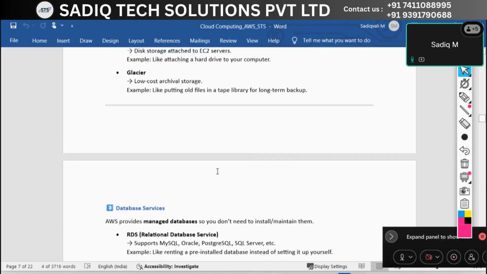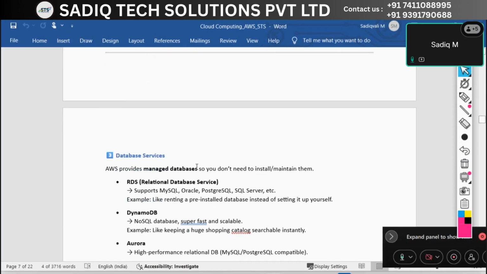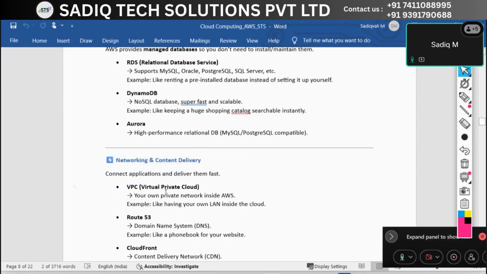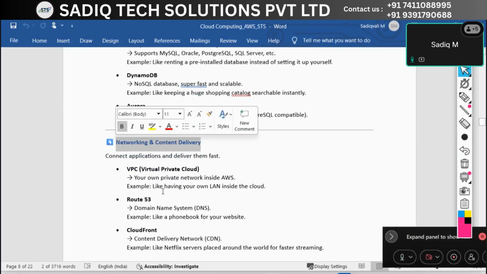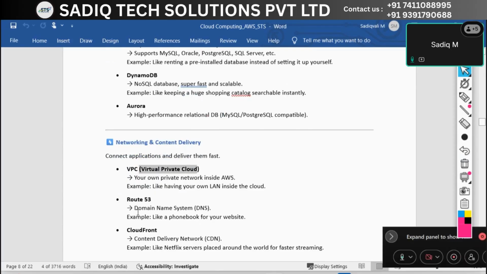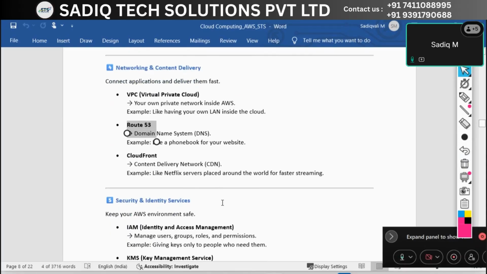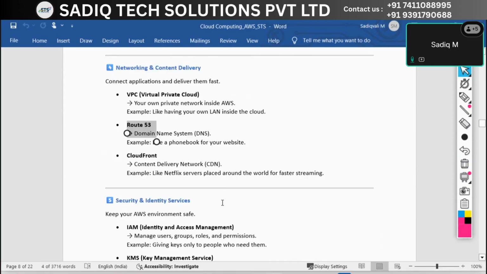And what else do we have? Database service. Suppose you don't want to have an on-premises database service. You don't want to install it on a server. You want to have it on cloud. Then you can opt for a database cloud service in which you can have MySQL, Oracle, PostgreSQL, SQL Server. All these services are available. DynamoDB, network or content delivery service, Virtual Private Cloud, Route 53, CloudFront, all these are different services. Believe me, 200 plus services means how many services Amazon is offering.